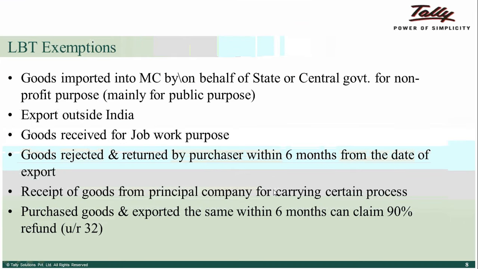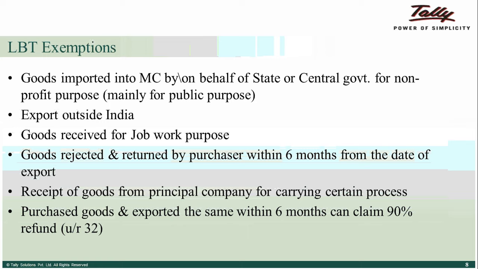Coming to the next exemption, receipt of goods from the principal company for carrying out certain processes. Whenever you are receiving goods from your principal company, certain conditions apply: there should not be any change in the item you are receiving, without changing the content or modifying anything in the product. If the ownership is still with the principal company, such receipt of goods will be exempted from taxation.